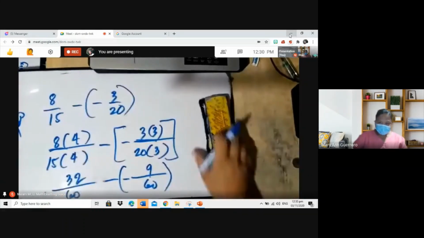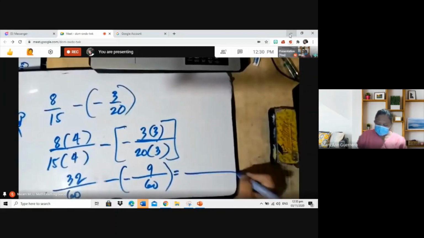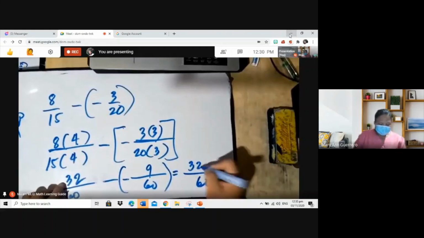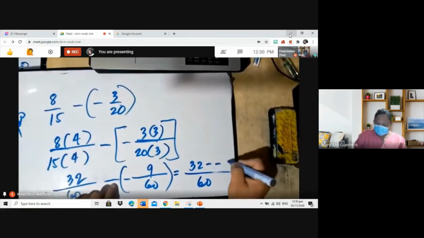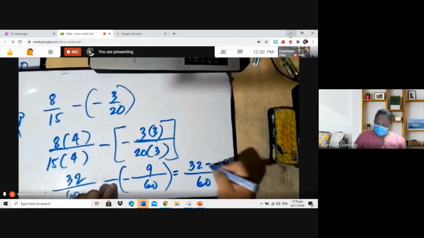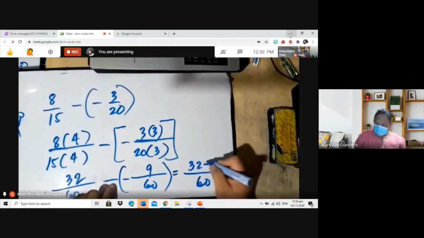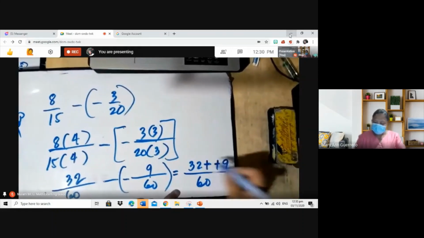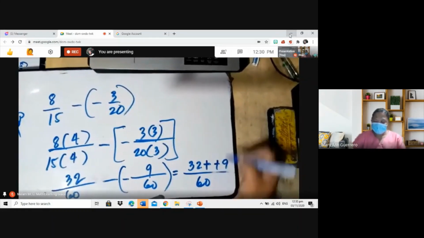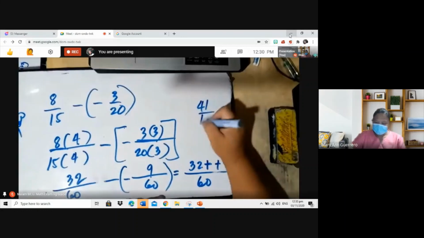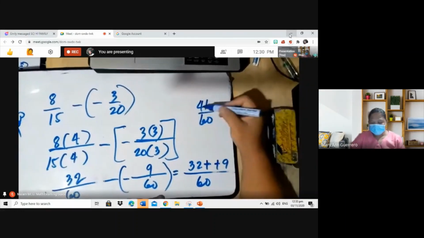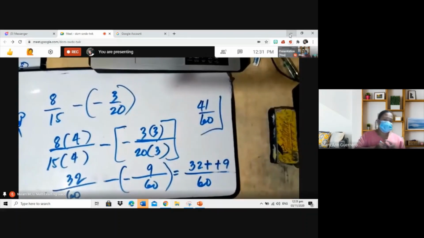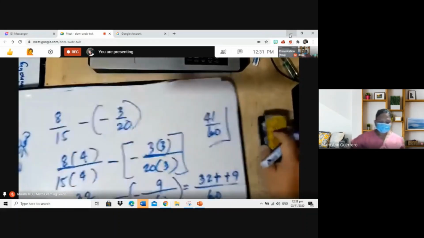Now, let us combine into 1. Copy their common denominator. 32 minus negative 9. Pag subtract tayo, copy, change, change. So, nagkaroon na tayo ngayon ng 41 over 60. So, pwede pa ba siyang i-simplify? Okay, so final answer. That's it.